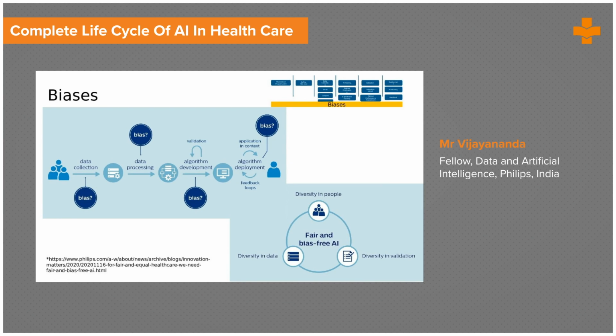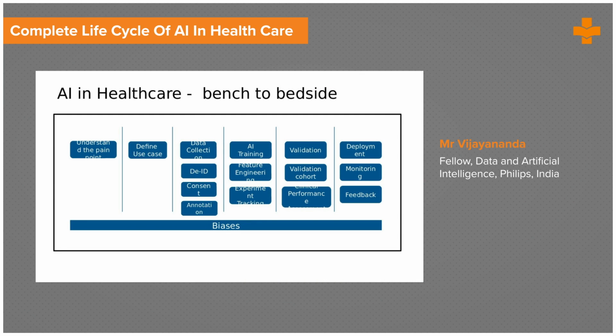The way this could be addressed is by looking at three aspects: diversity in people, diversity in data, and diversity in validation. When we collect the data for the algorithm, it's always better to collect it from multiple regions, so that the trained algorithm is generalized. And not only during the training, but also in the validation, we ensure that it gets validated in multiple regions before it is deployed. I'll probably stop here.